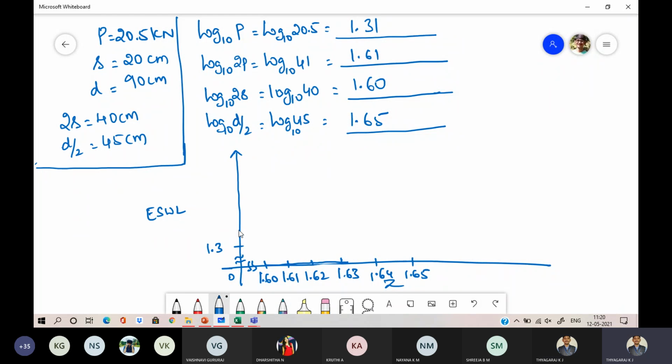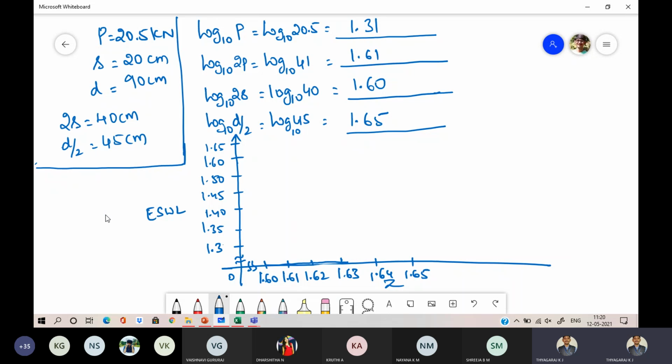1.3, 1.35, 1.40, 1.45, 1.50, 1.60, 1.65. Now, what is the first value?